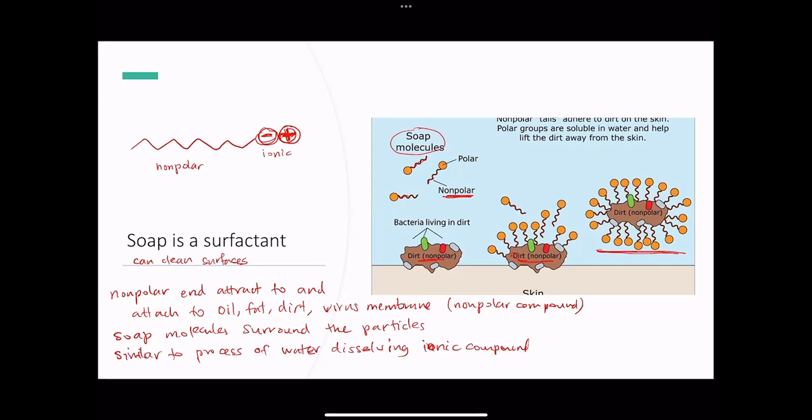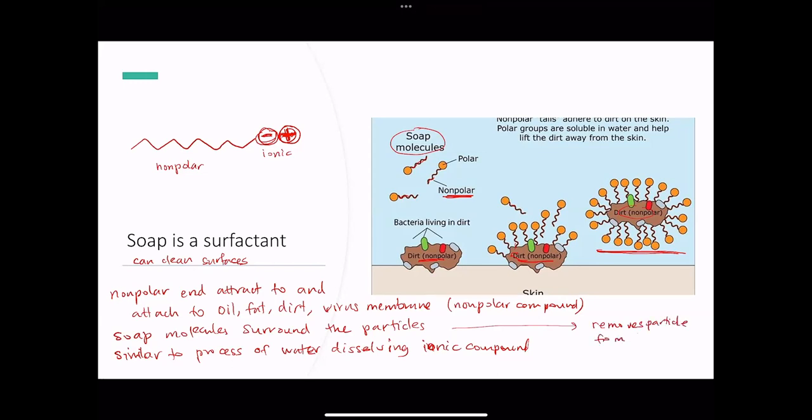I showed you that video. And that process is what soap does. It's just that soap has a nonpolar end that's doing the surrounding. So the soap molecules surround this dirt and literally pull it off of the surface, just like the water can dissolve an ionic compound by literally pulling off the ions one at a time. And so once this is surrounded, this will remove that particle from whatever the surface is.